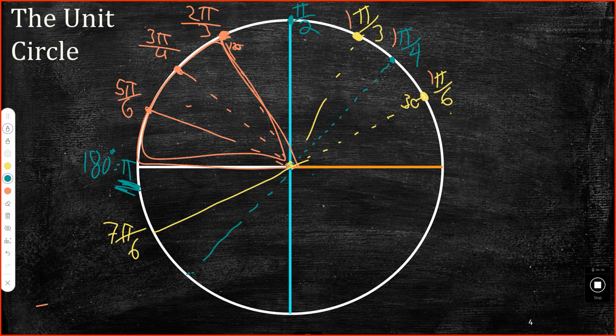What's this one? What is 4 plus 1? 5 pi by 4. And what is this one going to be? What is 3 plus 1? 4 pi by 3. What is this one going to be down here? You're going to add the top to the bottom. What's 2 plus 1? 3 pi by 2.